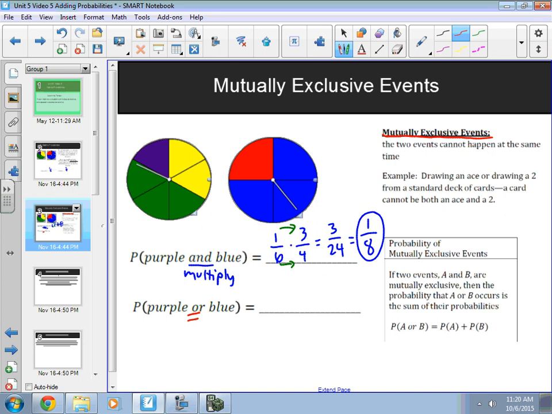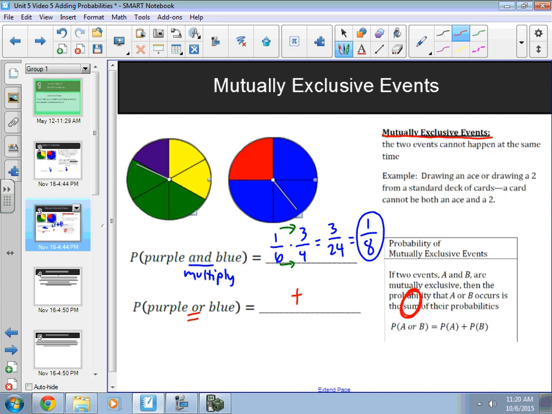An example would be drawing an ace or drawing a 2 from a standard deck of cards. These two things, an ace and a 2, cannot both be true. Just like here, these spinners don't have anything to do with each other. They're exclusive from one another. So if two events, A and B, in this case the two spinners, are mutually exclusive, then the probability that A or B occurs is the sum. So we're going to add the two probabilities.